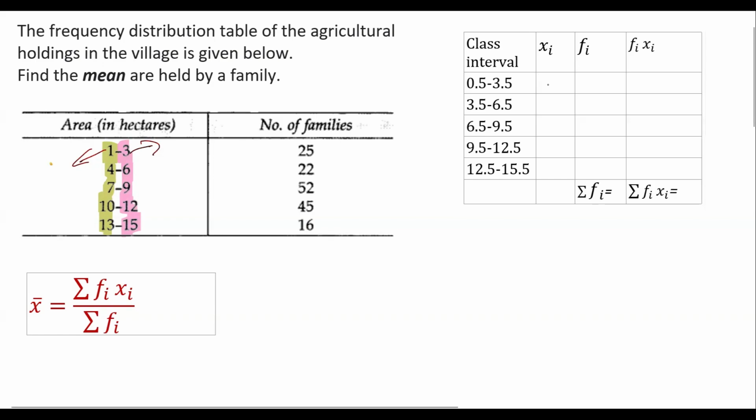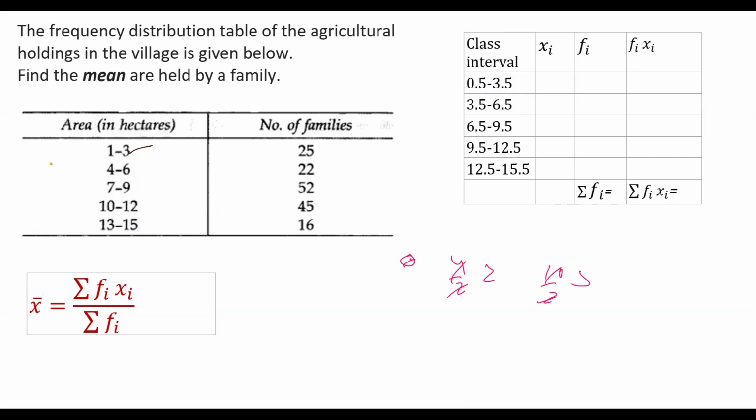Next is the class mark. A class mark is the midpoint. So ignore the old class interval, this is our class interval. The class mark is the lower limit plus the upper limit divided by 2. 0.5 plus 3.5 is 4, divided by 2 is 2. Similarly, 3.5 plus 6.5 is 10, divided by 2 is 5. We keep on doing like this.